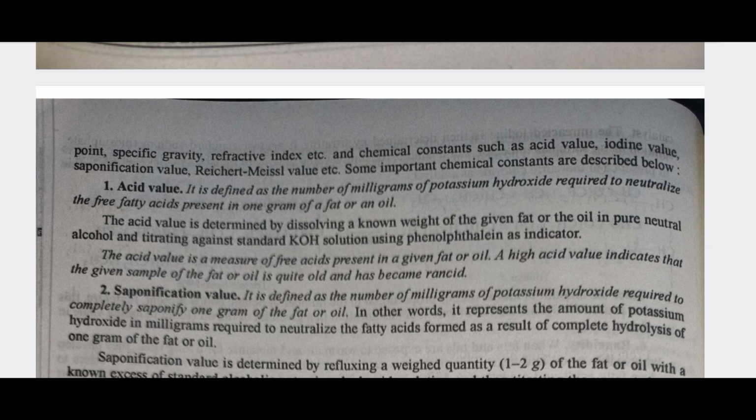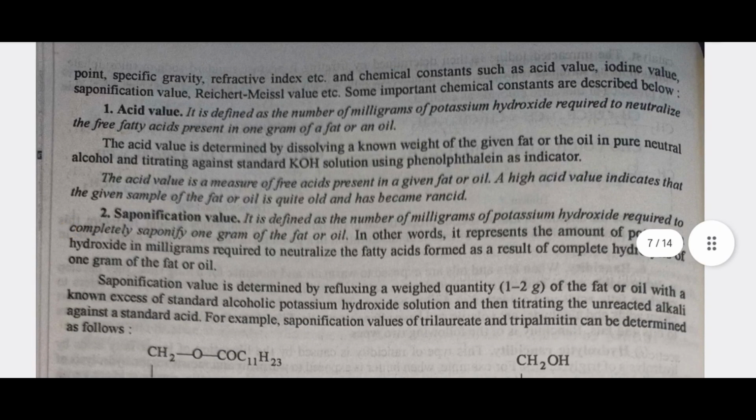Acid value. It is defined as the number of milligrams of potassium hydroxide required to neutralize the free fatty acids in 1 gram of fat or an oil. The acid value is determined by dissolving a known weight of a given fat or the oil in a pure neutral alcohol and titrating against standard KOH solution using phenolphthalein as an indicator.